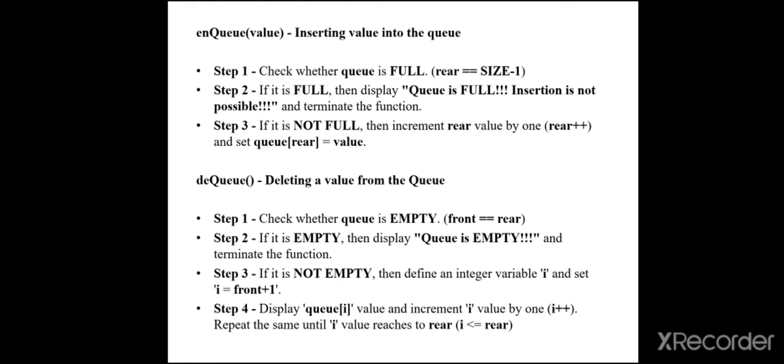Deletion of an element. In the same way, first we will check whether the queue is empty. That is, front equal to rear. If the front position and the rear position are at the same position, then we have to consider that the queue is empty. The array is empty. If it is empty, then we display that queue is empty, deletion is not possible, and terminate the function. If it is not empty, then we increment the front value by 1.